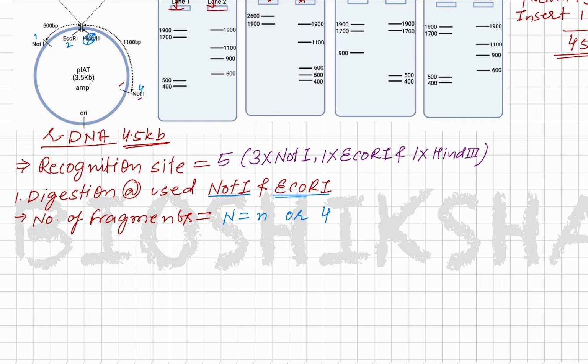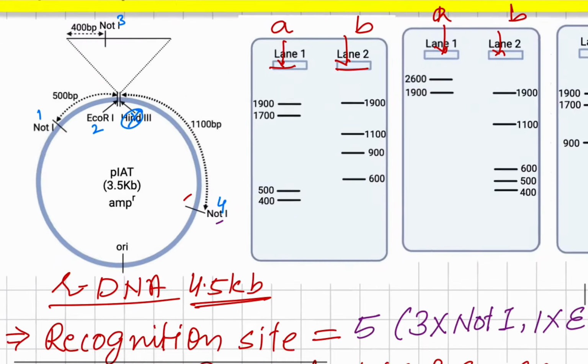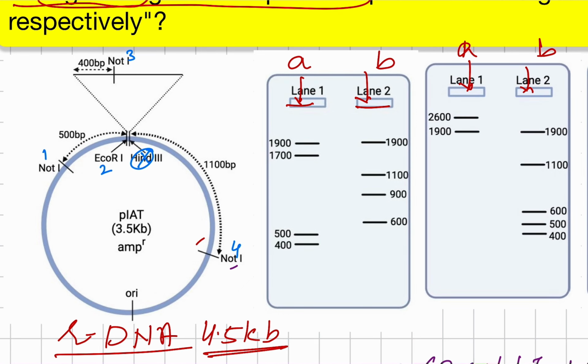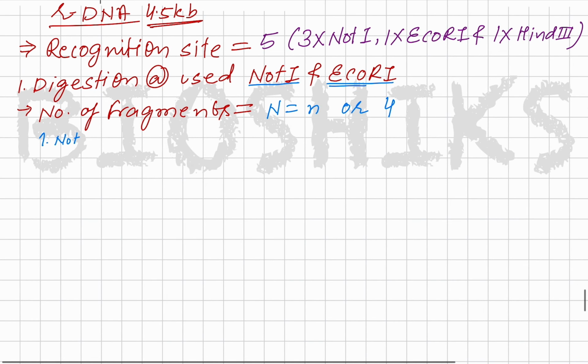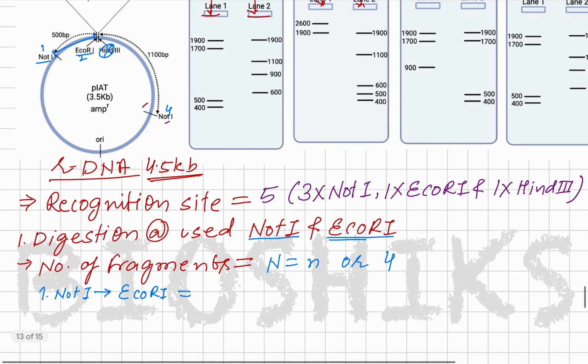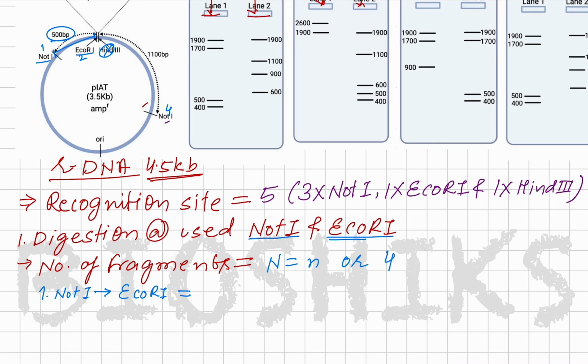So what are these fragments? Let us see. The first fragment will come from here to here, that means NotI to EcoRI site, and the size is given as 500. So just write 500 base pair.